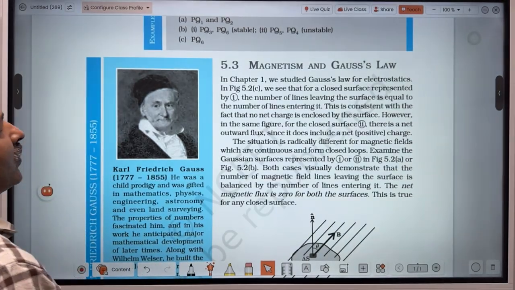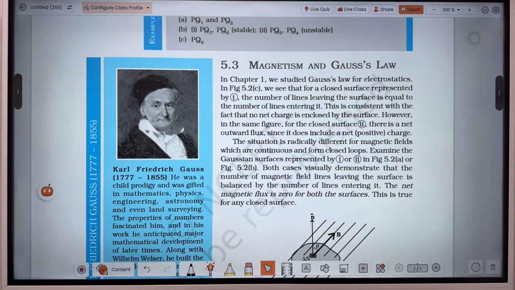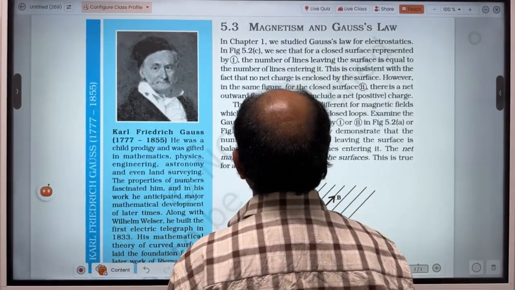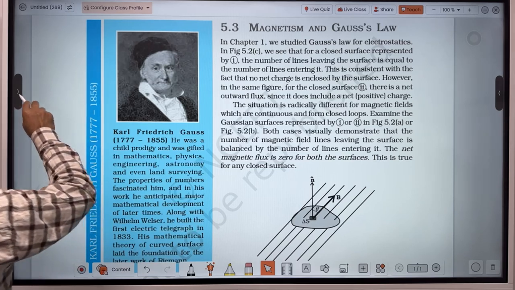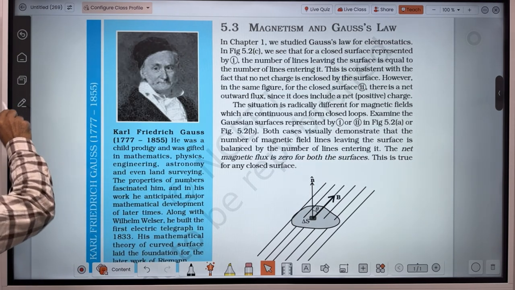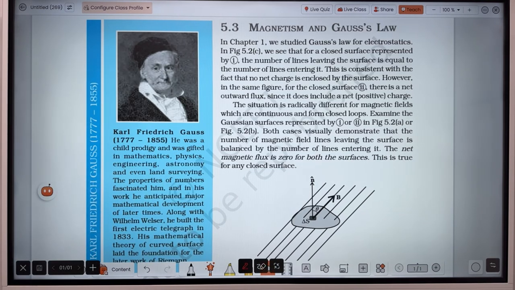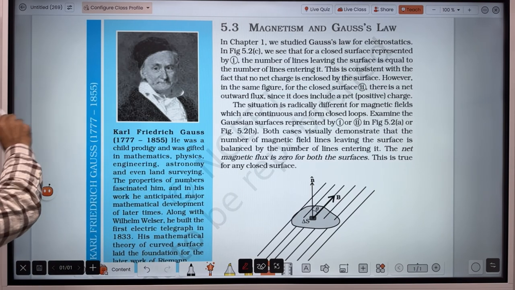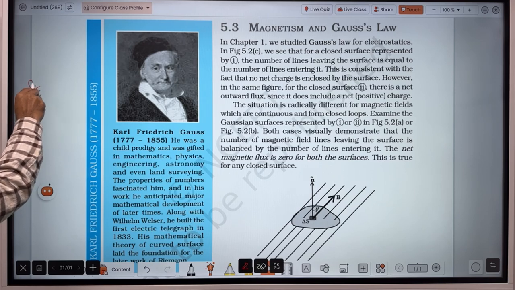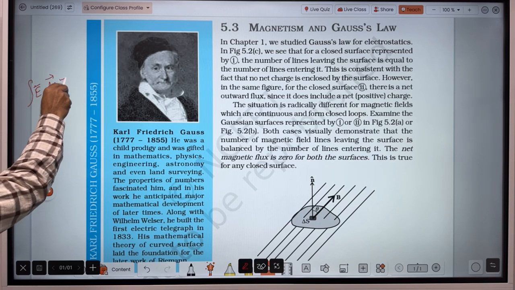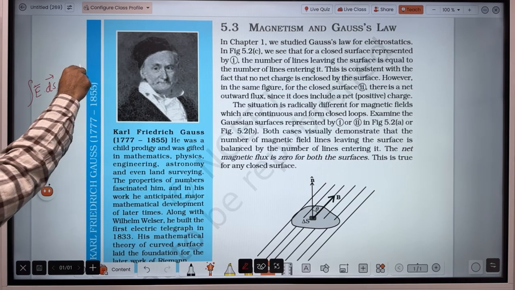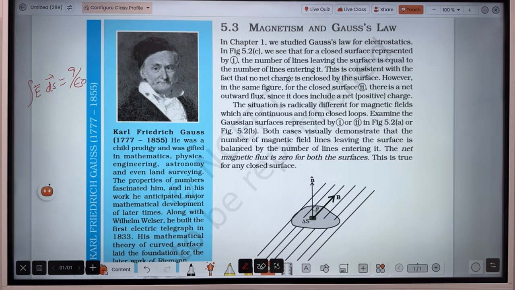Now we are going to see what Gauss law in magnetism is. What does it say? Gauss law in electrostatics you know very well. Here in magnetism, if we compare the Gauss law, what do we find? In case of electrostatics, what is Gauss law? Integration E dot ds gives Q upon epsilon naught, correct? This gives the net flux, phi E.